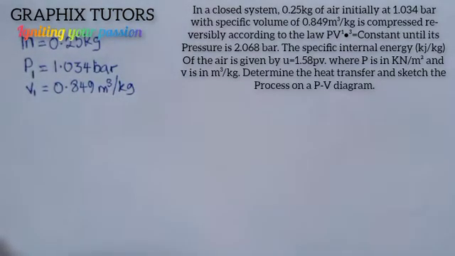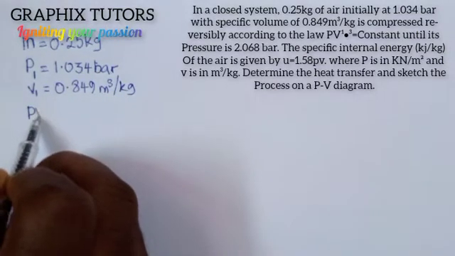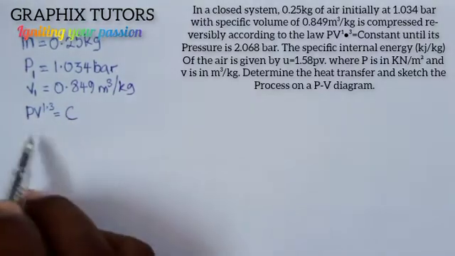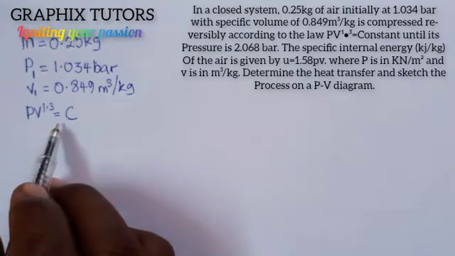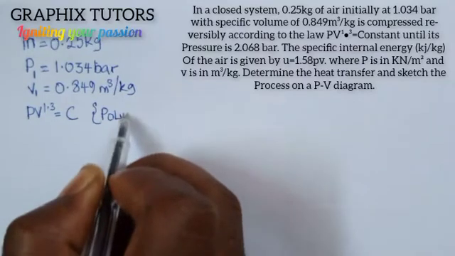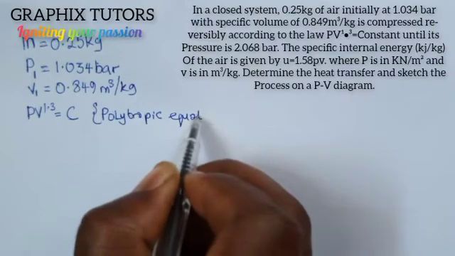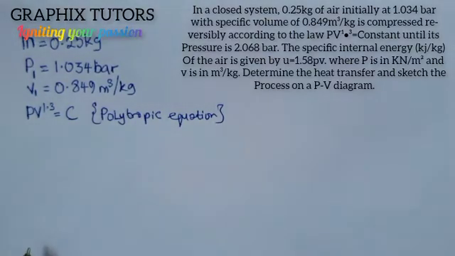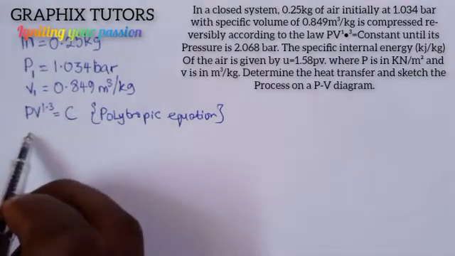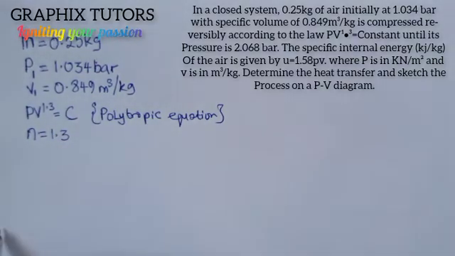Then the next one given is the law, PV to the power 1.3 equals C, the constant. We call it the polytropic equation here, so I'll put it in bracket. In the polytropic equation, the power is called the polytropic index and is given as n. So our n is 1.3.